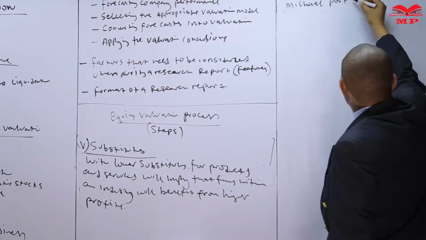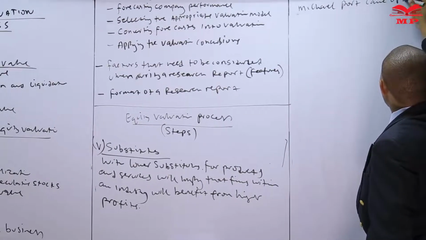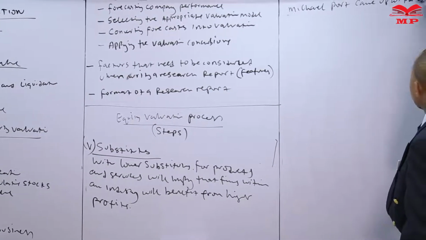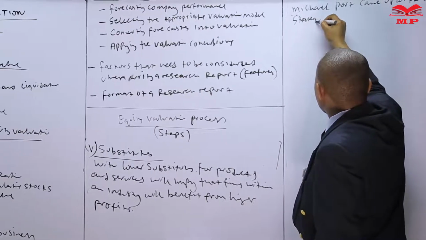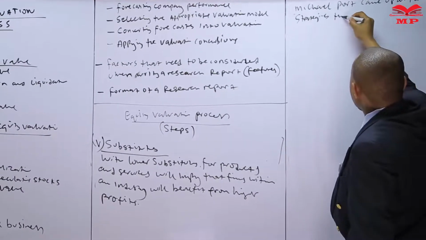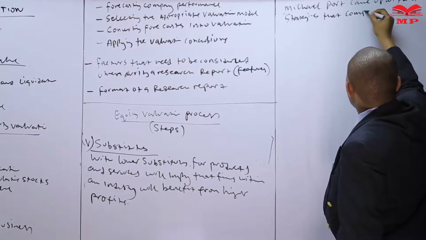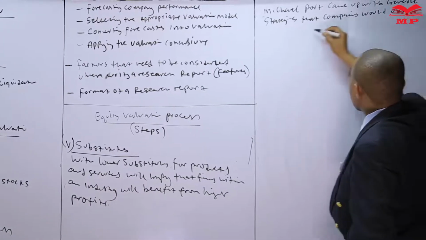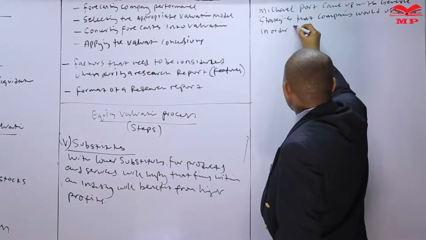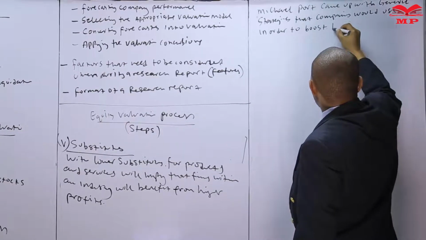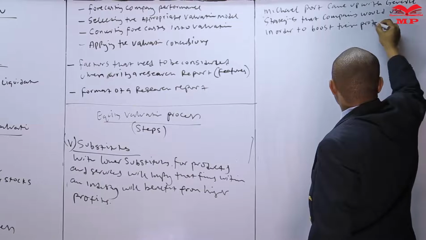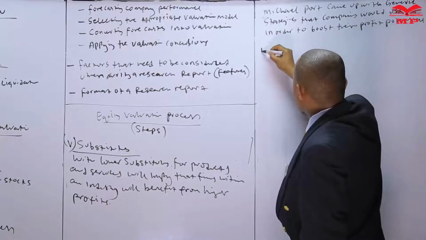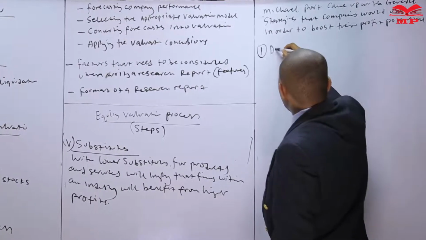Michael Porter came up with generic strategies that companies would use in order to boost their profit potential. The first one is differentiation.